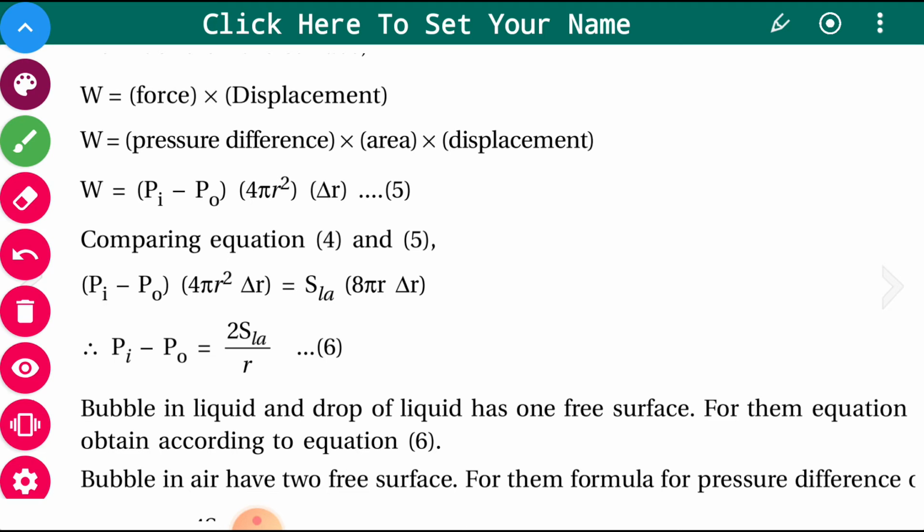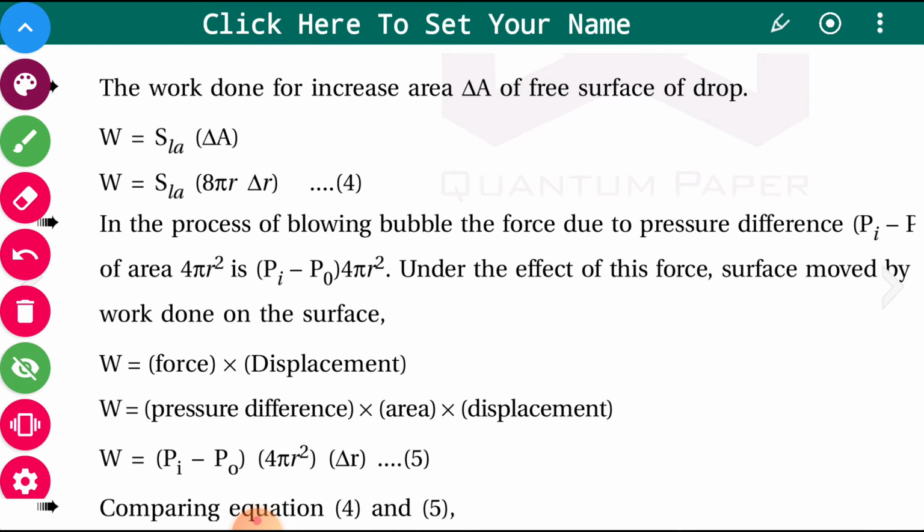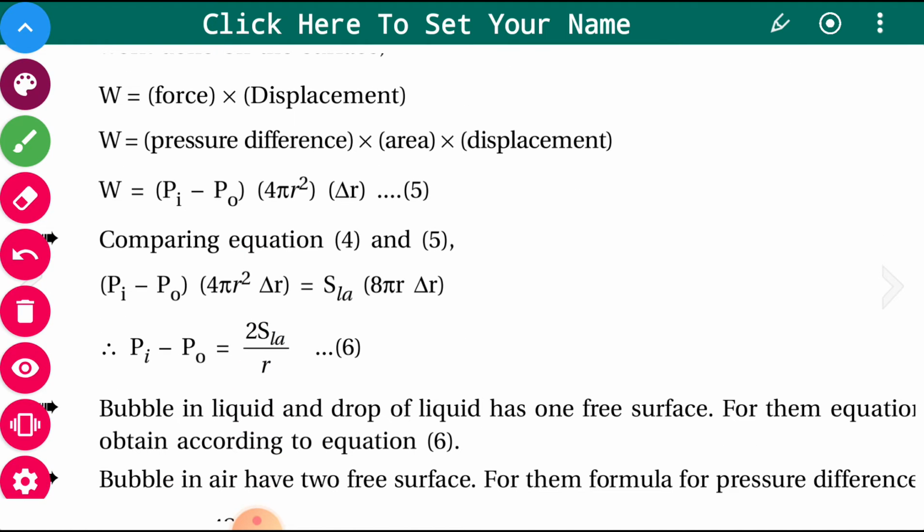So the work done is surface tension into 8 pi r delta r, that we have calculated earlier. And this we have calculated just now, that is (Pi minus Po) into 4 pi r square delta r. If you simplify this, then Pi minus Po is equal to 2 times surface tension upon radius, 2S by r.